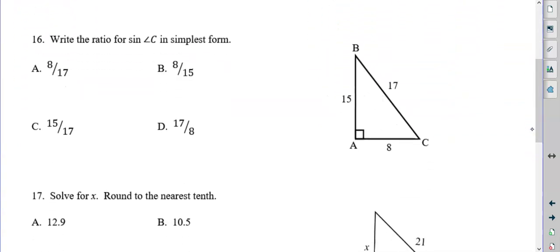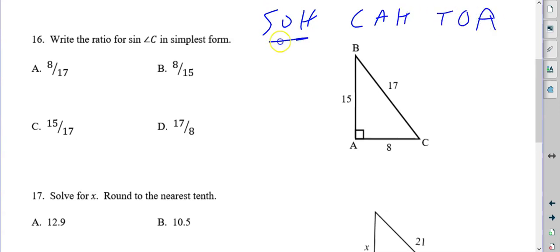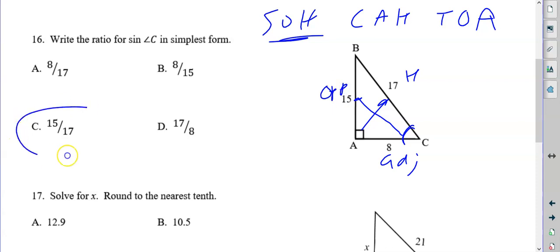Write the ratio for sine of c. So remember, sine is soh, cosine is cah, and tangent is toa. Sine means opposite over hypotenuse. So it doesn't matter. We know this is the hypotenuse. It's opposite the right angle. It's also the biggest side. But from C, my opposite is over here. And this is my adjacent. So opposite over hypotenuse is 15 over 17.